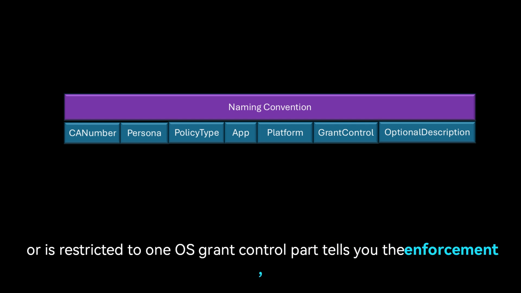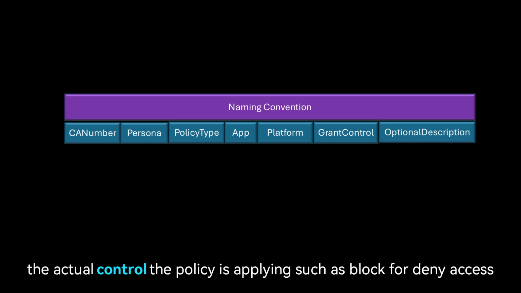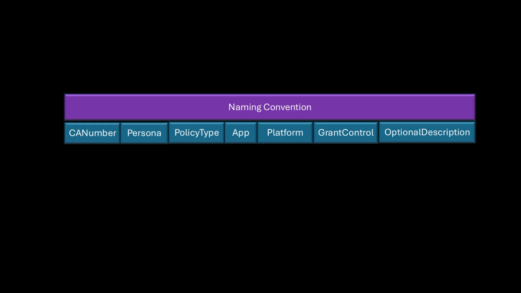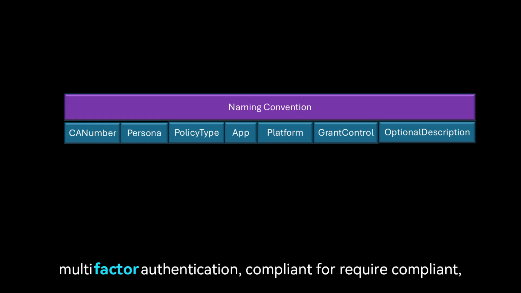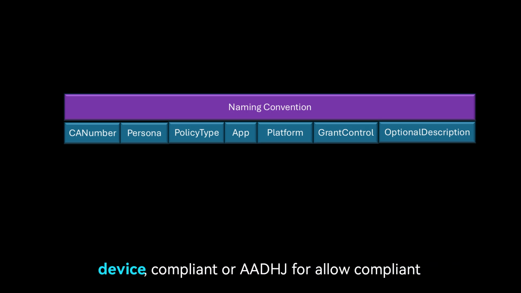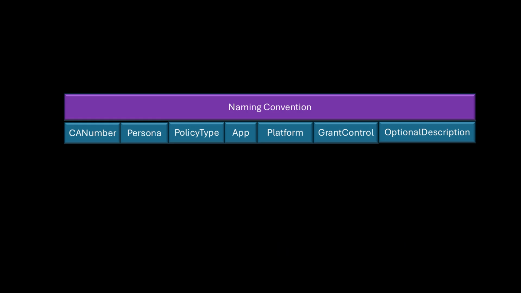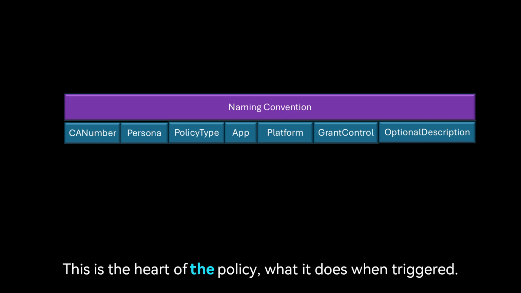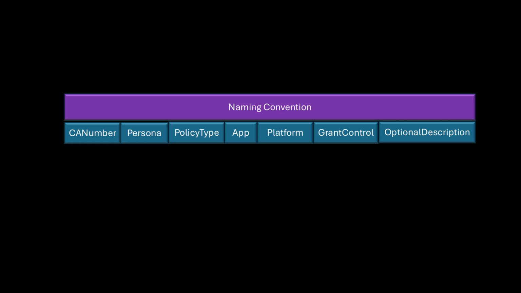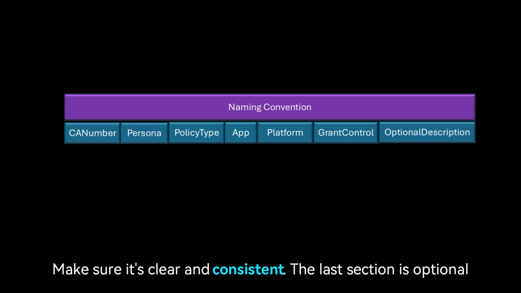The grant control part tells you the enforcement, the actual control the policy is applying, such as block for deny access, MFA for require multi-factor authentication, compliant for require compliant device, compliant or AADHJ for allow compliant or hybrid join device, and app protection for require app protection policy. This is the heart of the policy, what it does when triggered. Make sure it's clear and consistent.